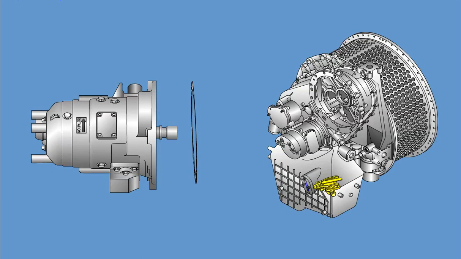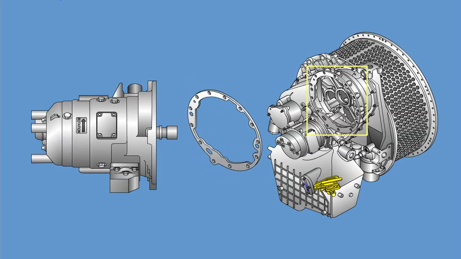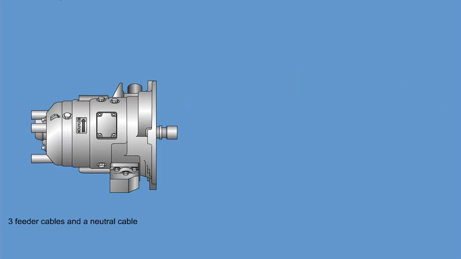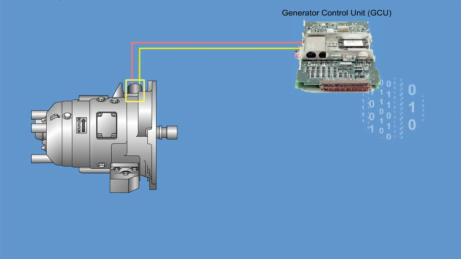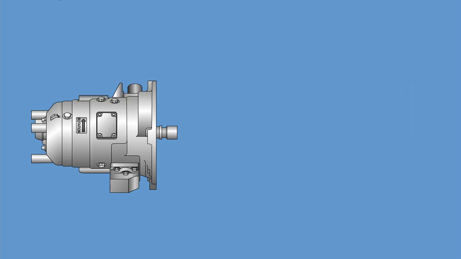The generator unit and a seal plate are mounted to the gearbox via threaded studs with washers and nuts. 3 feeder cables and a neutral cable are attached to the main terminal block of the generator. An external connector provides AC output signals from the permanent magnet generator, PMG, stator to the generator control unit to adjust the exciter field DC voltage. For safety, the generator is protected by an input shaft shear section.